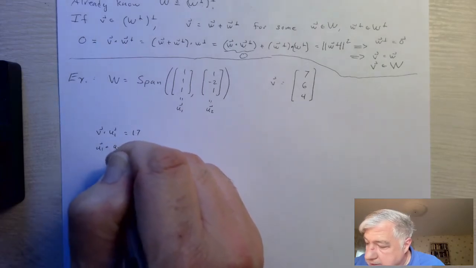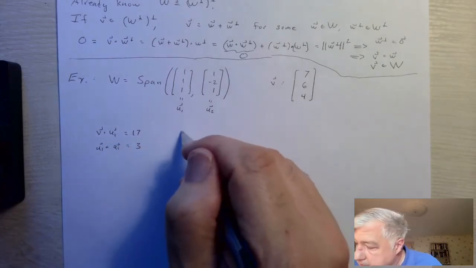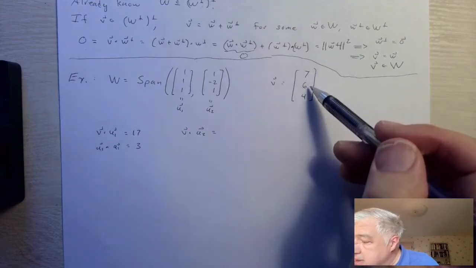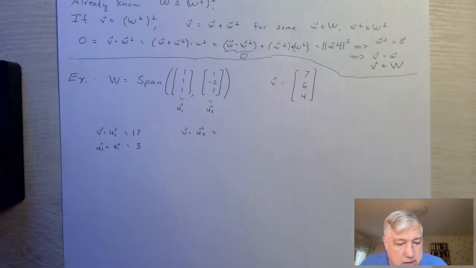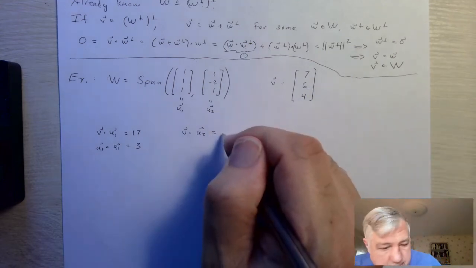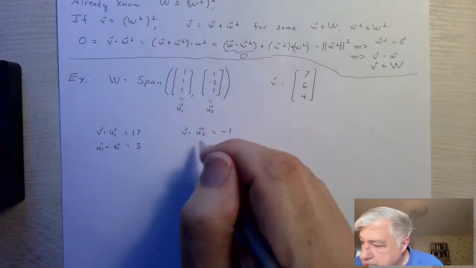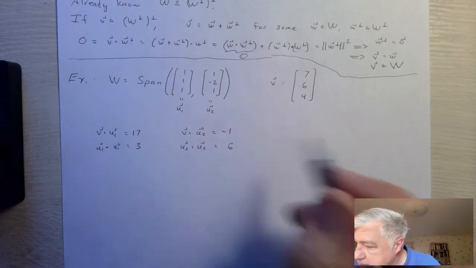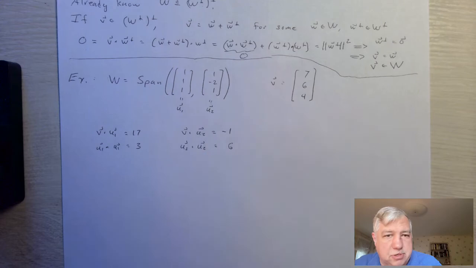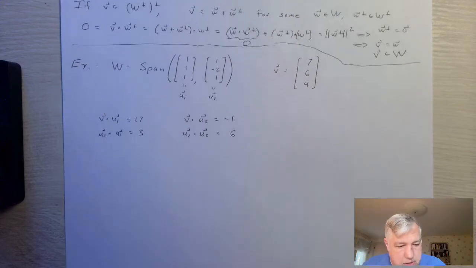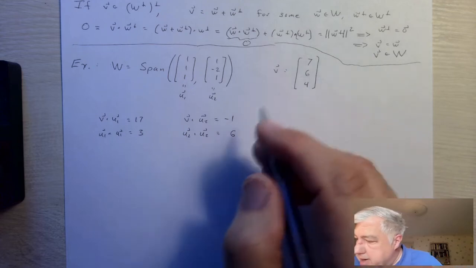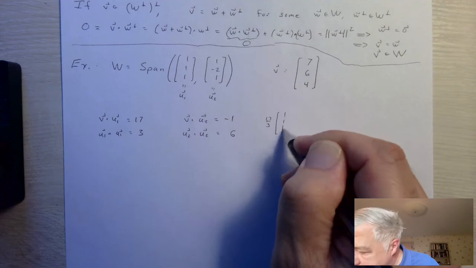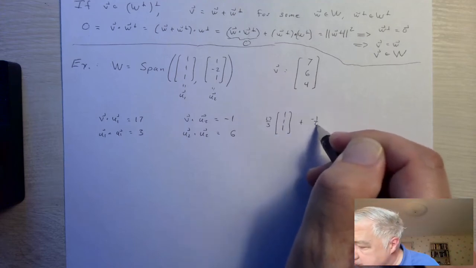U1 dot U1 is 3. V dot U2 is 7 minus 12 plus 4, which I think is negative 1. And then U2 dot U2 is equal to 6, right? Because we have 1 squared plus 2 squared plus 1 squared. All right, so we want to take 17 thirds times U1 plus negative 1/6 times U2.